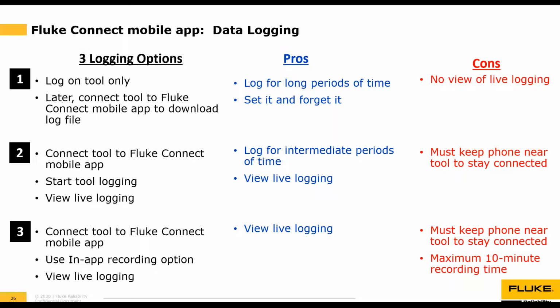Option number one is data logging on the tool only, then connecting the tool to the Fluke Connect mobile app to download the log file later. Option number two is very similar to option number one in that you're still logging data on the tool, but in this option, you will connect the tool to the Fluke Connect mobile app before you log data on the tool so that you can also watch the log file on your Fluke Connect mobile app.